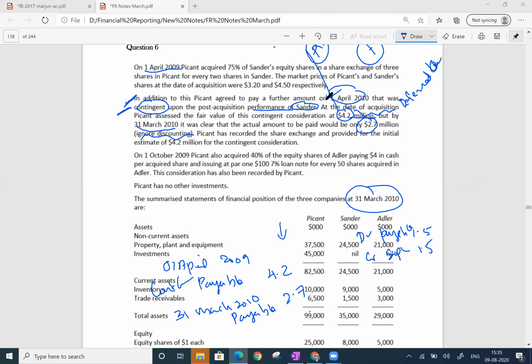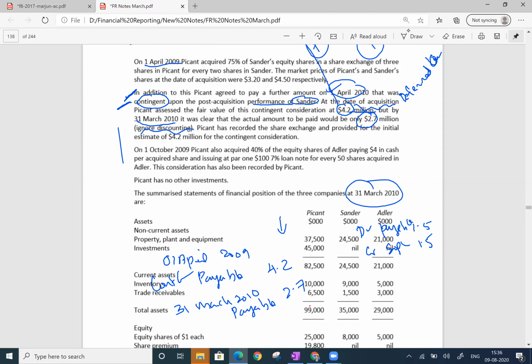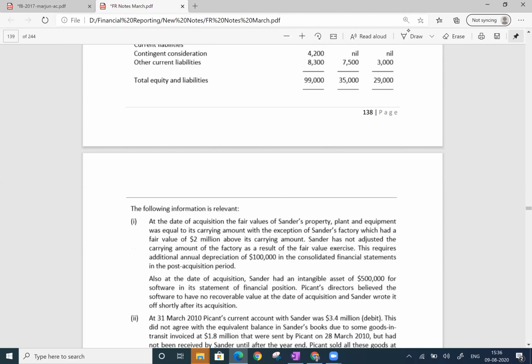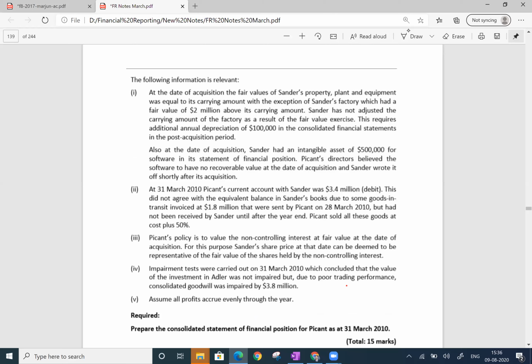So I'm just going to read the next paragraph. On 1st October 2009, we acquired 40% of equity shares of Adler, that is an associate, by paying $4 in cash per acquired share and issuing at par a $100 7% loan note for every 50 acquired shares. Same as our purchase consideration, you have acquired an associate by paying cash as well as issuing loan note. Okay, what I'm going to do now is read the adjustments. Let's see whether all those 5 adjustments are similar. Read the first adjustment.